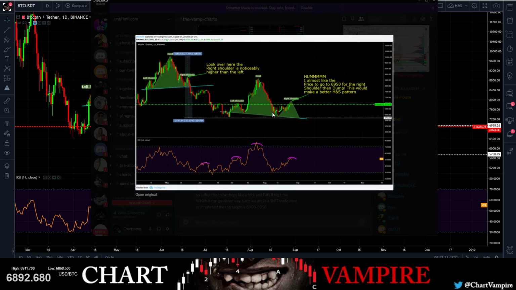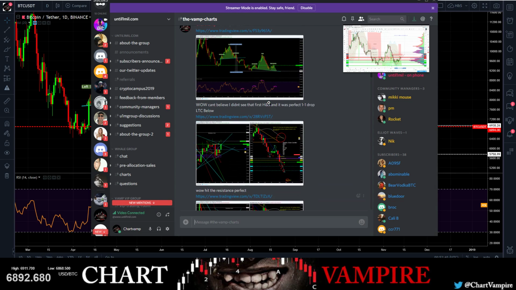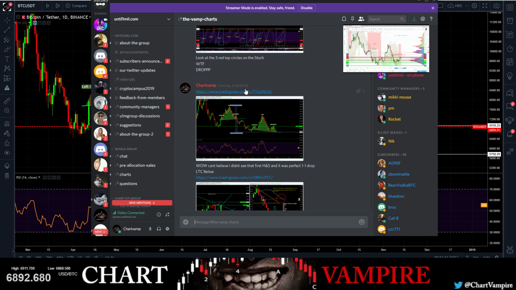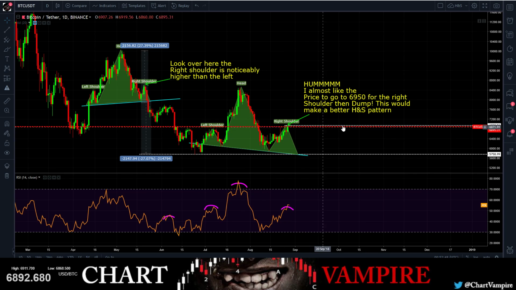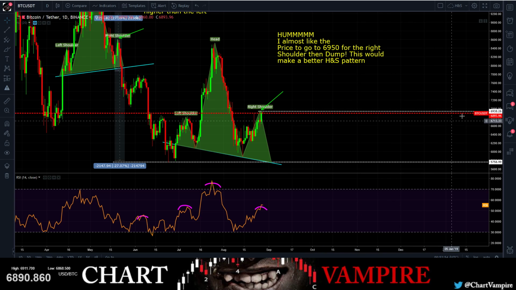So here you see there's my chart. I said I like this to go to 69.50 because I felt that the right shoulder wasn't high enough, right? I did this chart yesterday at 10 p.m. This is an older chart. And look, there's my level, there's my line. It came up and pegged my line absolutely perfecto. Let me see if I can find where I printed it with the line on it.